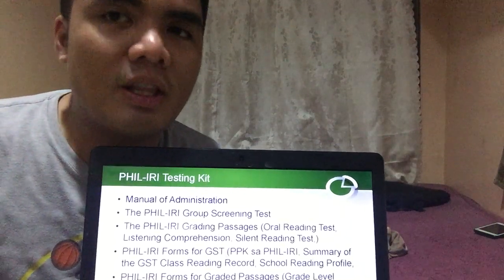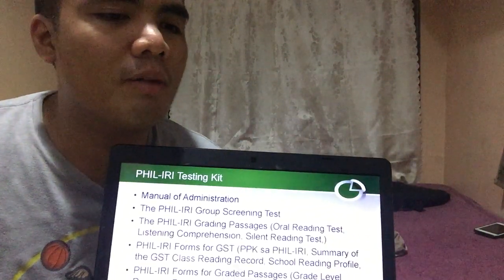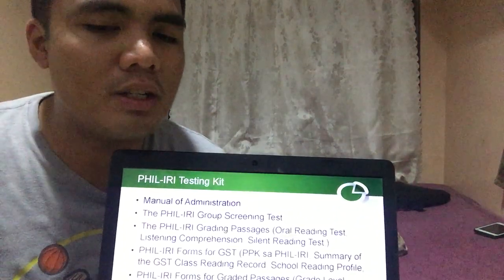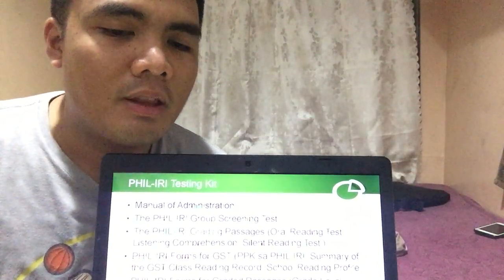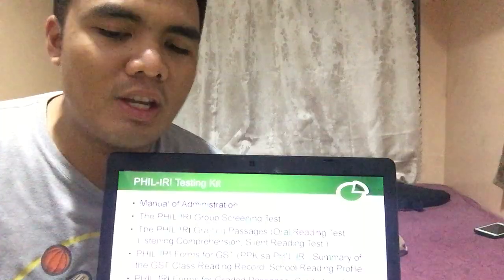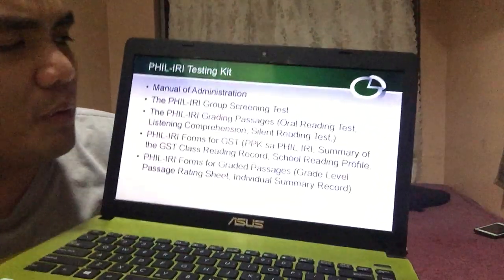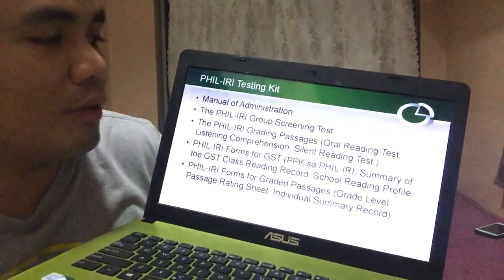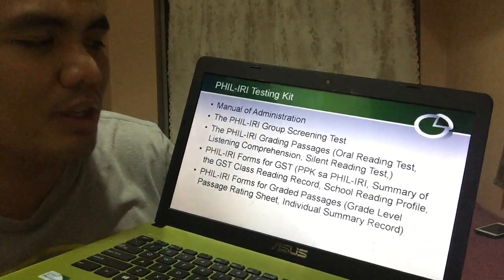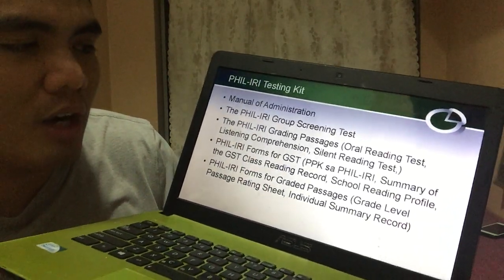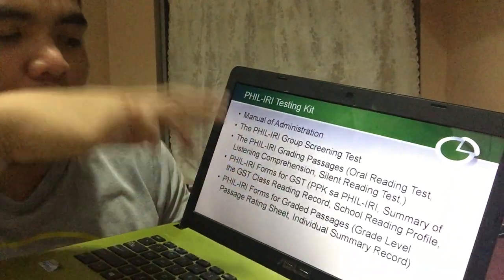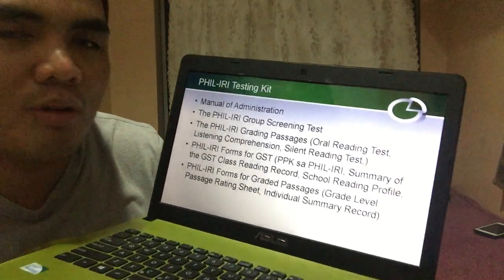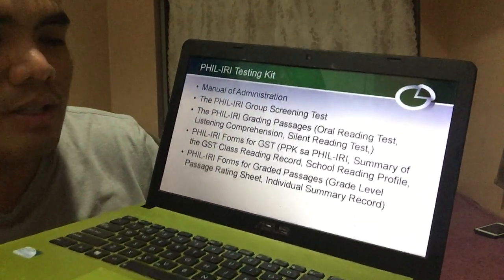Remember the national achievement test and the other types of national tests that you would see, just like the recently taken BEAA, or the exit assessment for the grade 12 students, and also the NAT, or the national achievement test, and the NCAE. Now we have in here the PHIL-IRI testing kit. They also have their testing kit as well, which is the manual of administration, the PHIL-IRI group screening test, the test itself, the graded passages, and the forms, which are typically the PPK, or what you would say is the attendance. In English, it's the counterpart of the summary of the class reading record and the school reading profile. PHIL-IRI forms for graded passages, you would see in there.